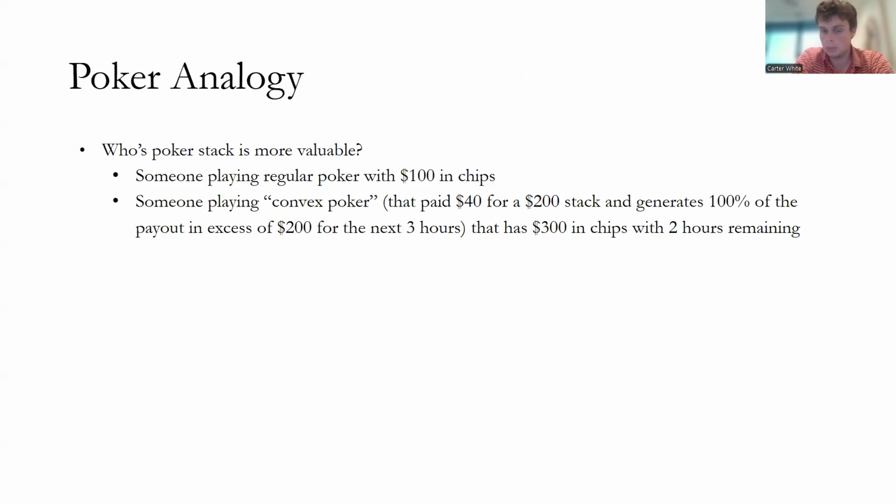Let's say there's two people playing poker. The first person is just playing vanilla poker, they have $100 in chips. But the second player is playing convex poker, and they paid the card house $40 for a $200 stack, and they get 100% of the payout in excess of 200 for the next 3 hours. You can think of this as an option worth $40 that has a strike of $200 and a time expiry of 3 hours. And let's say this player's won $100 so far, so they're at $300 in chips with 2 hours remaining. So both stacks have an intrinsic value of 100.